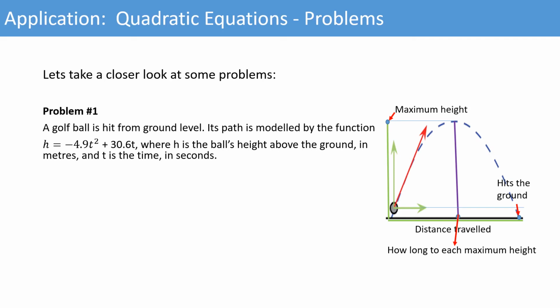Let's illustrate this with a diagram. The blue dotted line illustrates the path of the golf ball. We see the maximum height is the highest point on the curve. It hits the ground when you're back down at the y-axis at the end of the curve. And then we have the maximum height is at the middle of the curve.